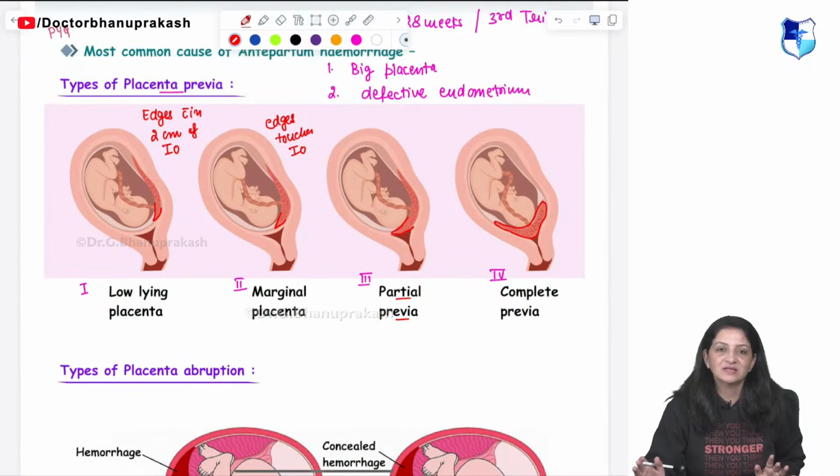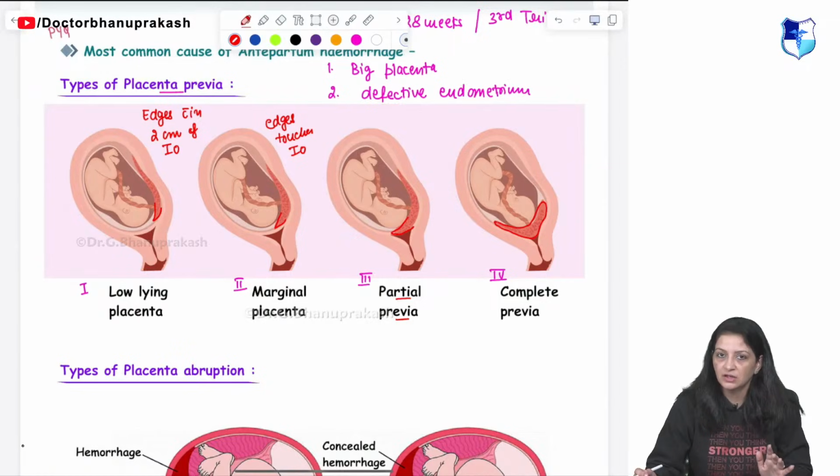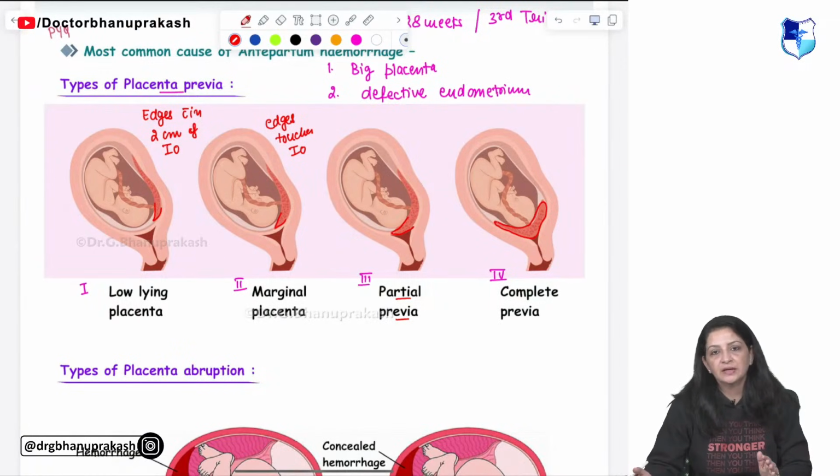This is the old classification of placenta previa. In the new classification, there are 2 types. Low-lying placenta, with edges within 2 cm of the internal os. The second one is placenta previa, partially or completely covering the internal os.